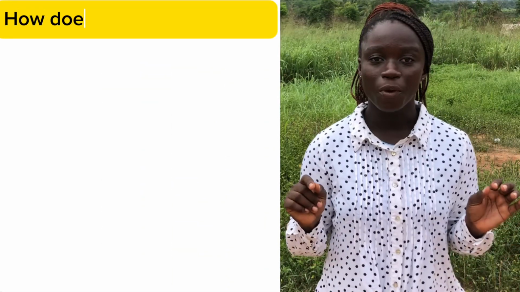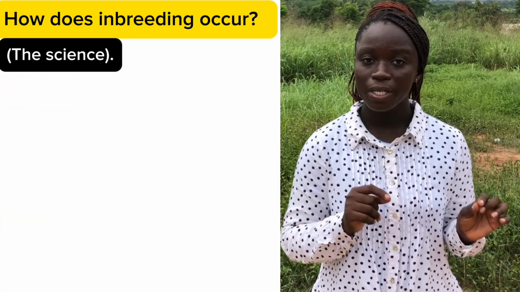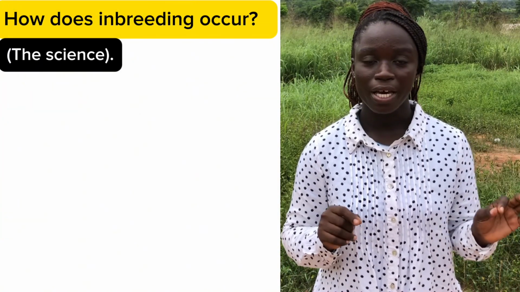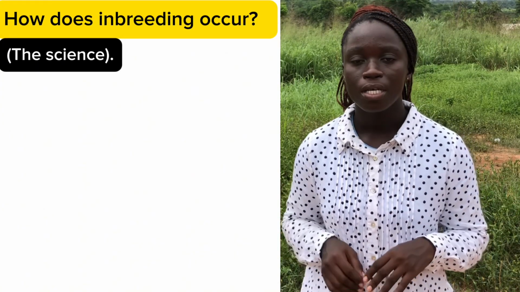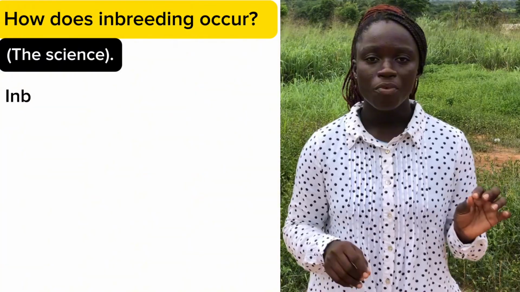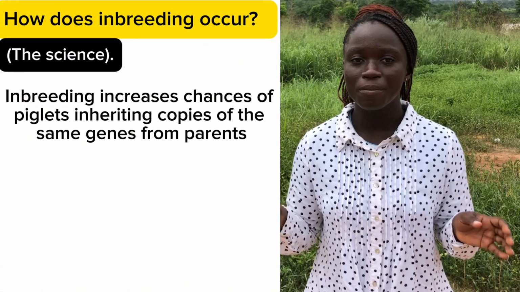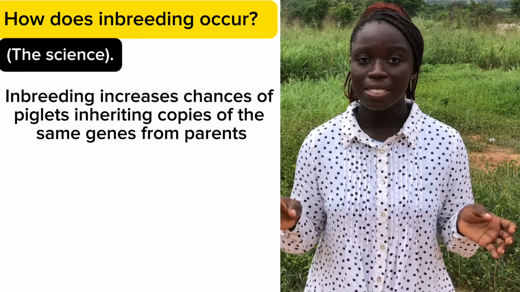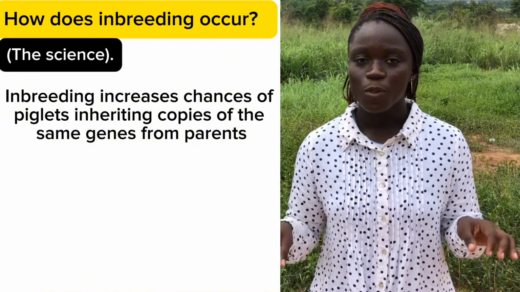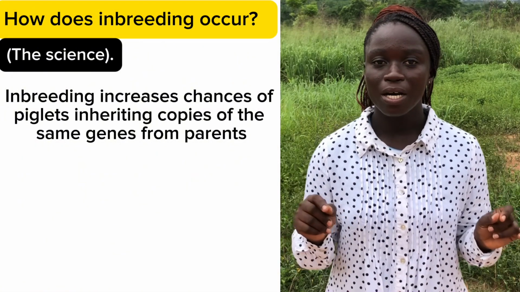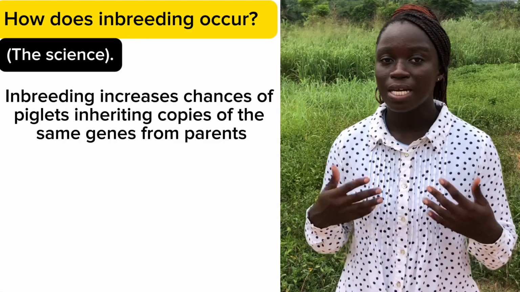How does inbreeding occur? Or let's say, what is the science behind inbreeding? We know that inbreeding in pigs occurs if closely related boars and sows are crossed. Now, this is what inbreeding does. Inbreeding increases the chances of piglets inheriting copies of the same genes from their parents. Since the parents are closely related, their genetic makeup is also similar. So when the piglet receives an identical gene from each parent, it is going to have two identical genes in a pair.